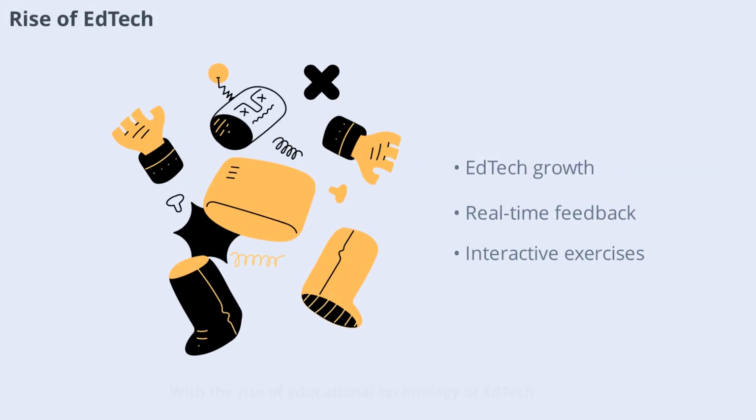With the rise of educational technology, or EdTech, adaptive learning began to gain momentum. The proliferation of computers and the internet in schools enabled more sophisticated data collection and analysis. This allowed adaptive systems to become more accurate in identifying student needs and adjusting content accordingly. The integration of multimedia, interactive exercises, and real-time feedback further enhanced the learning experience, making adaptive learning a central feature in many modern classrooms and online courses.